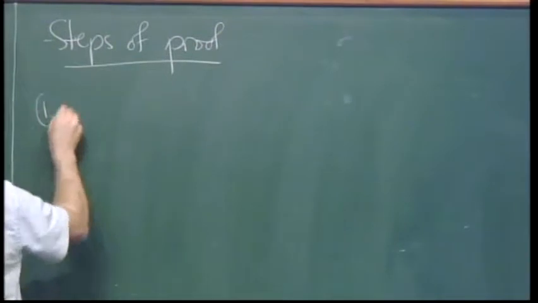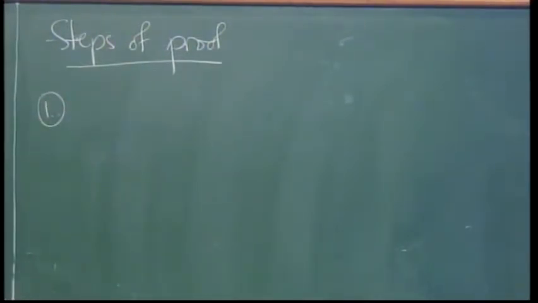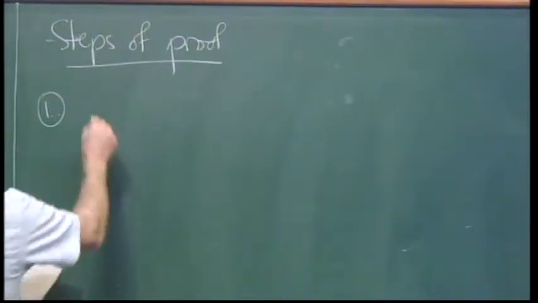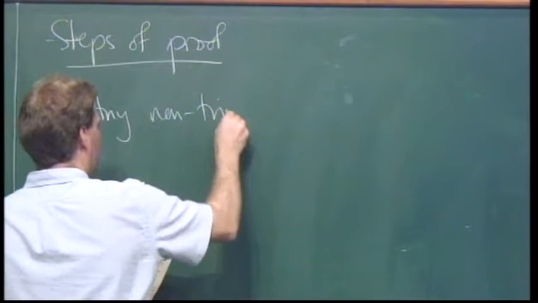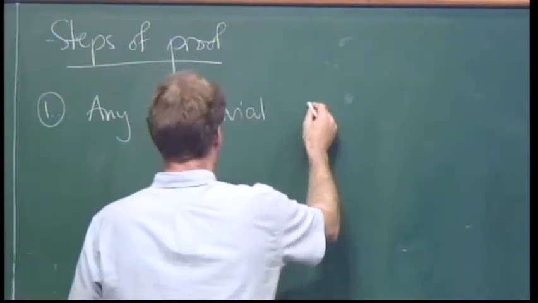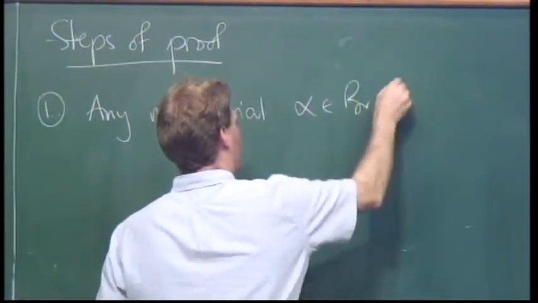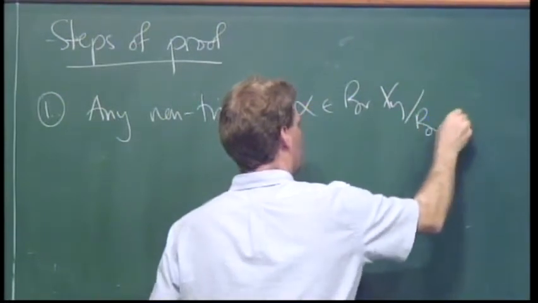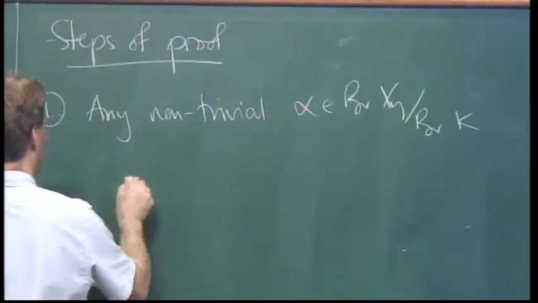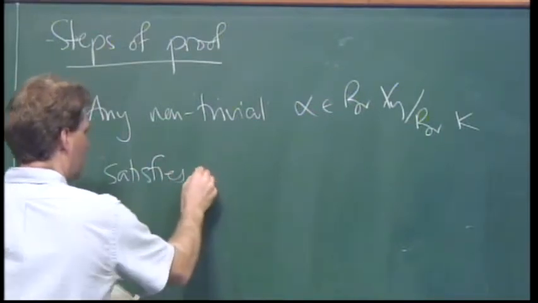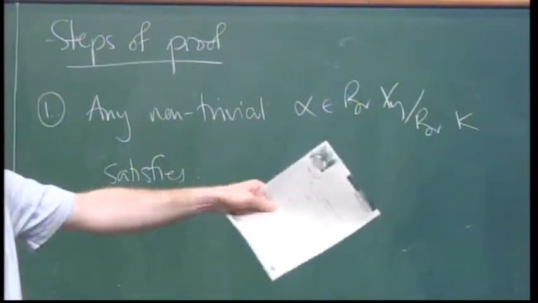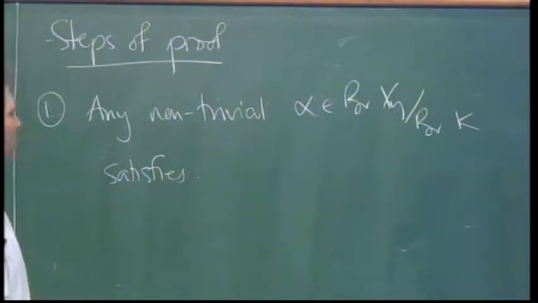So, first thing, let's do the Brauer group case, not the H1 case, because it's a little bit easier. First of all, any non-trivial alpha in Brauer X_eta mod Brauer k satisfies: it's got non-zero geometric residue at one of these vertical divisors.